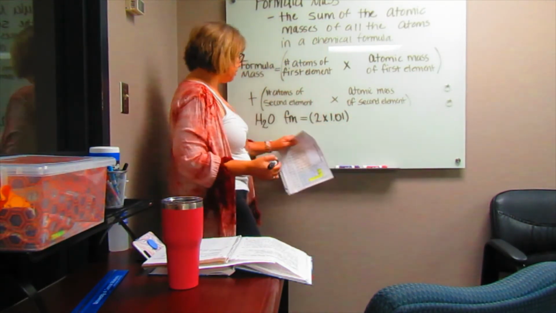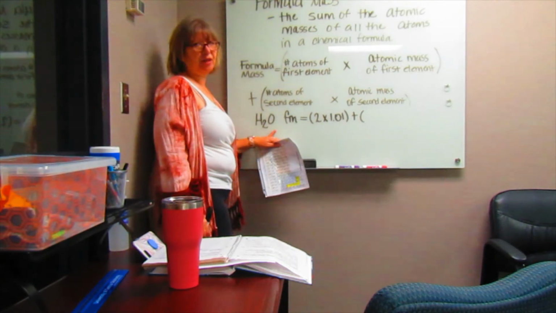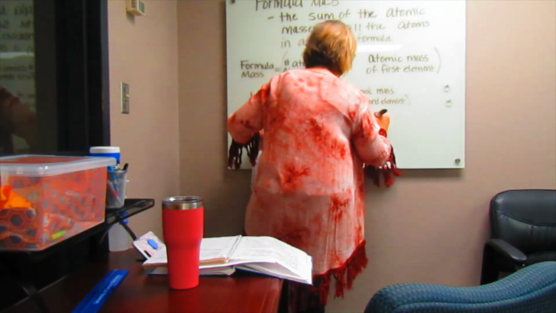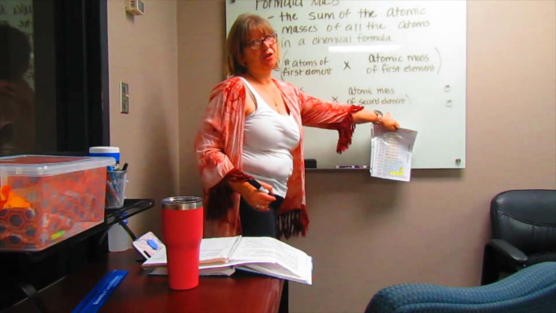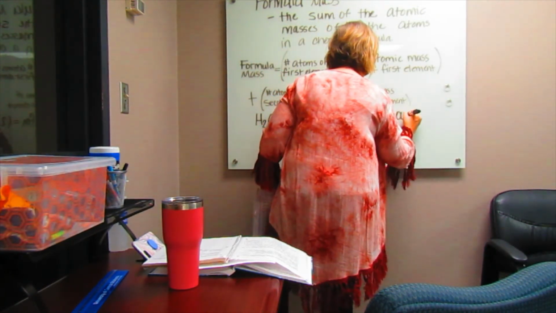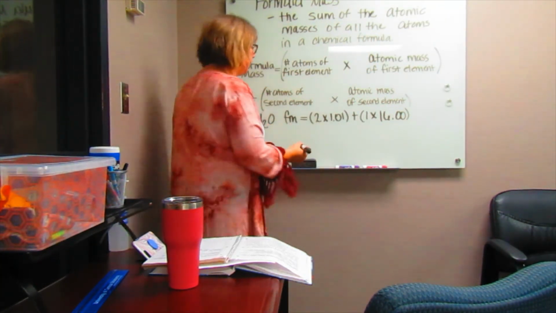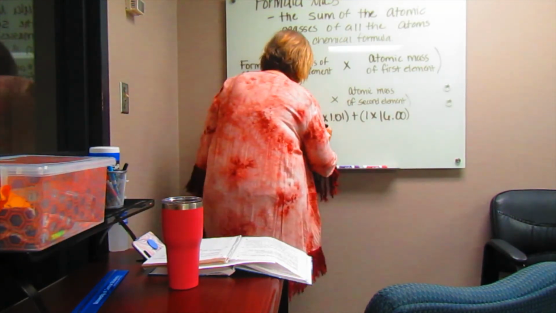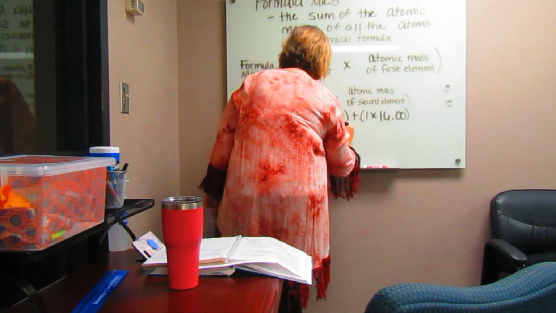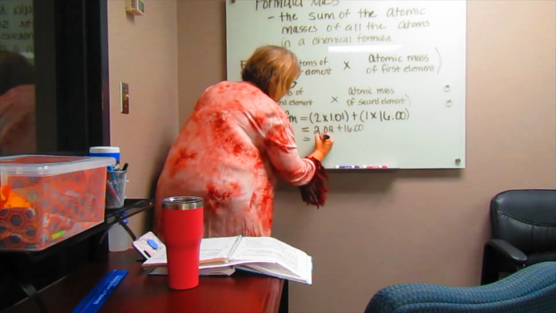And then we're going to add it to the number of atoms of oxygen, which for this case we have 1, times the atomic mass of oxygen, which is 16. Okay? All right, so we can put this into our calculator, do it in our head, however you want to do it. So this is going to be equal to 2 times 1.01 is 2.02 plus 16 equals 18.02.